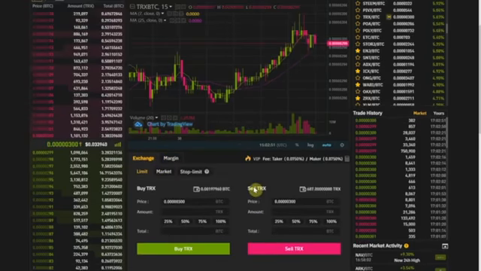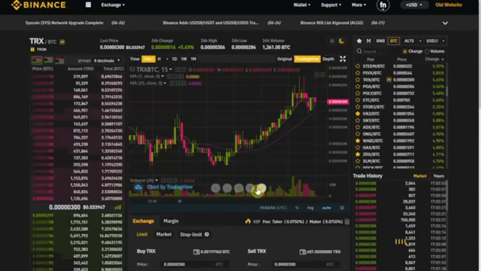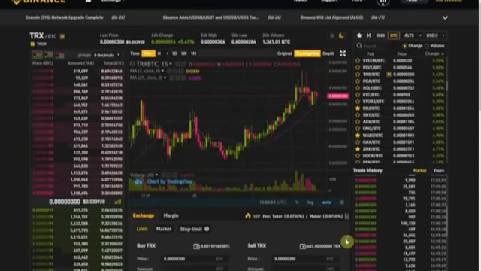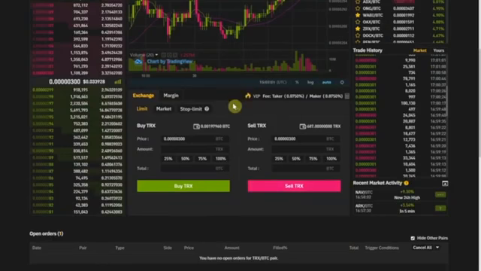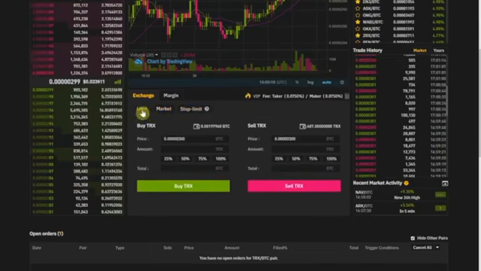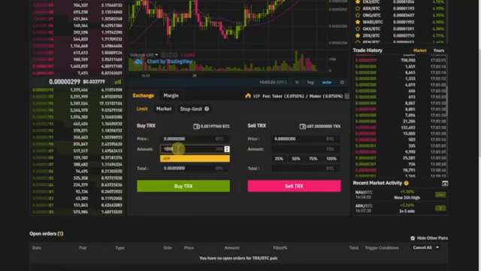We have the exchange here. So if you want to place an order, and I guess this is the whole point of watching this video, you have three types of orders: the limit, the market, and the stop limit. This is the most basic one, the limit, and it's pretty self-explanatory. This is the price at which you want to buy and how many TRX you want to buy.